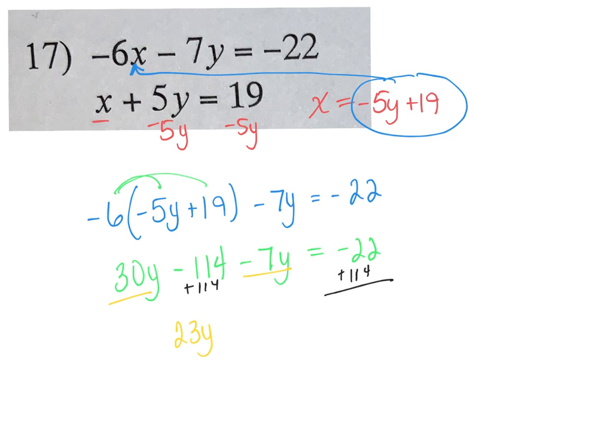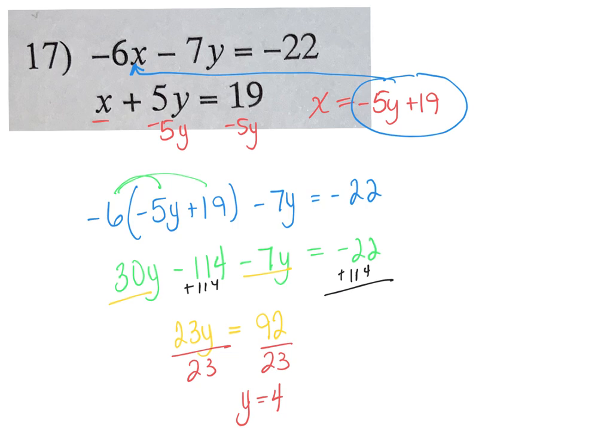All right. And I will get 23y equals 92. And then my last step is to divide by 23, which is going to give me y equals 4. All right, y equals 4.